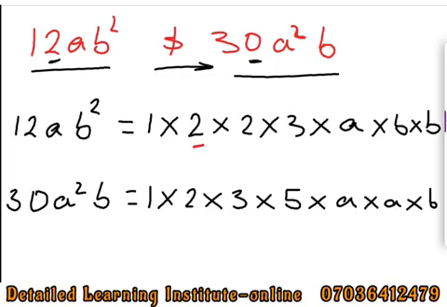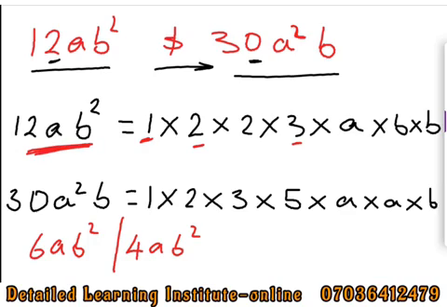2 into 12a squared b will give us 6ab squared. Please pardon my missing of the alphabet and the expressions. So 2 into 12ab squared will give us 6ab squared. Now let's try 3. 3 into 12ab squared will give us what? 4ab squared. Now we have tried 2, we have tried 3. What other number can we try? There's no other number apart from 1. 1 will give us 12ab squared, so we know that.